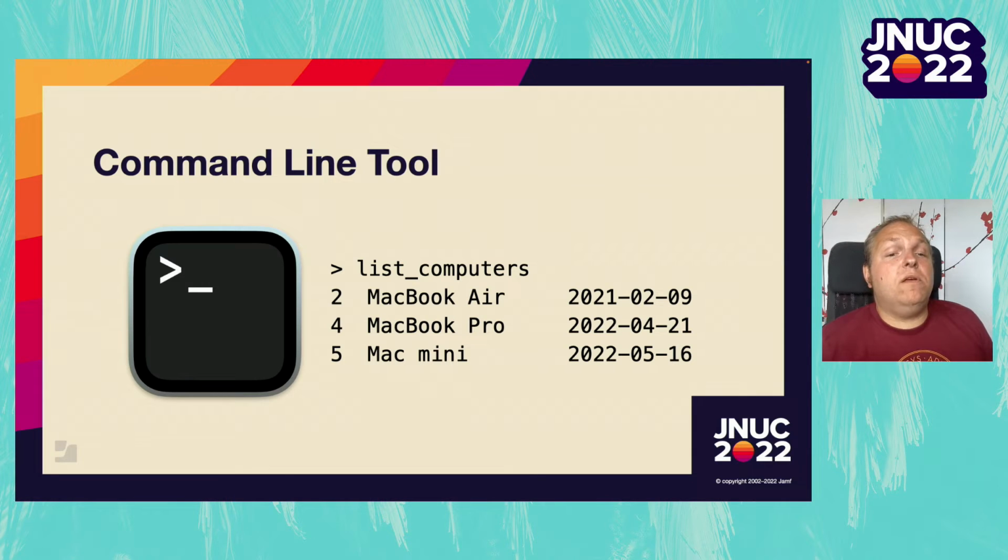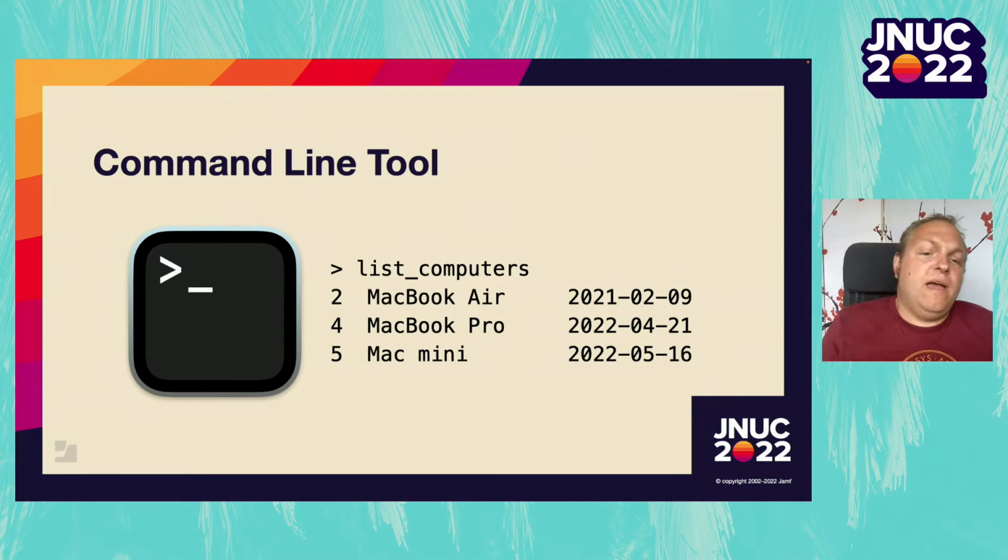Well, first of all, we're going to build a command line tool that will interface with the Jamf API. We're going to list the computers in the Jamf API, or at least some of them. This is a very simple example, and of course, we only have limited time, and it's a complex enough task as it is. So this is my starting point.